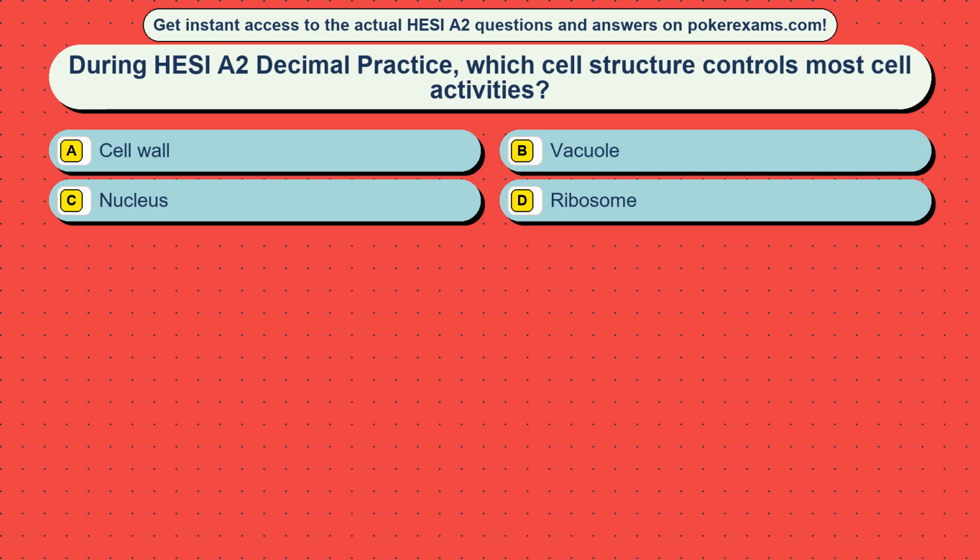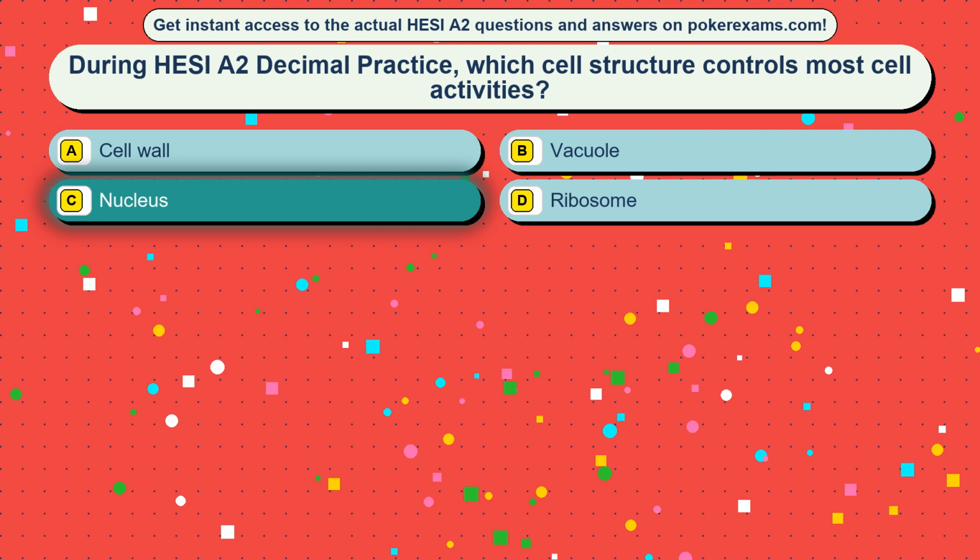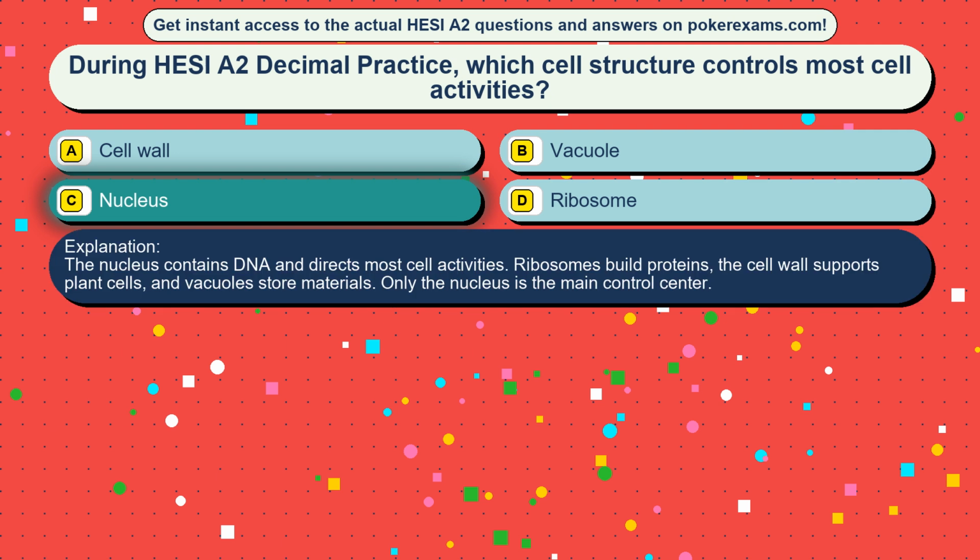Question 11. During HESI A2 decimal practice, which cell structure controls most cell activities? Option A, cell wall. Option B, vacuole. Option C, nucleus. Option D, ribosome. The correct answer is option C, nucleus. The nucleus contains DNA and directs most cell activities. Ribosomes build proteins, the cell wall supports plant cells, and vacuoles store materials. Only the nucleus is the main control center.